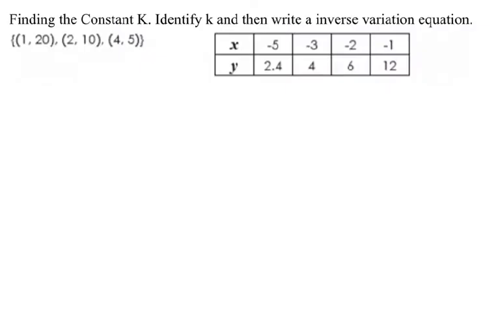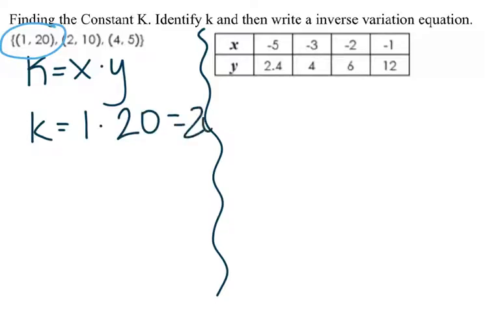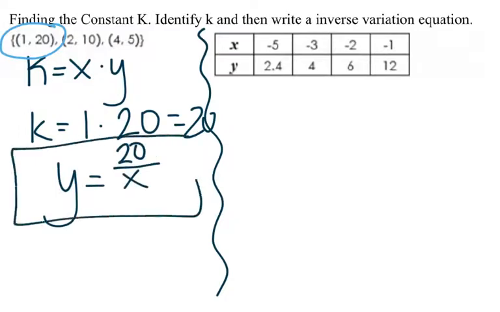Alright, so these are two different problems. First thing we're going to do is find k, and then we're going to use it to write the inverse variation equation. Okay. So when you are doing inverse, k is found by doing x times y. So I'm going to pick one coordinate point, doesn't matter which one. So 1 is my x, 20 is y, 1 times 20 is 20. So now I know that k is actually 20, so it's going to be 20 divided by x. That is going to be our inverse variation equation.